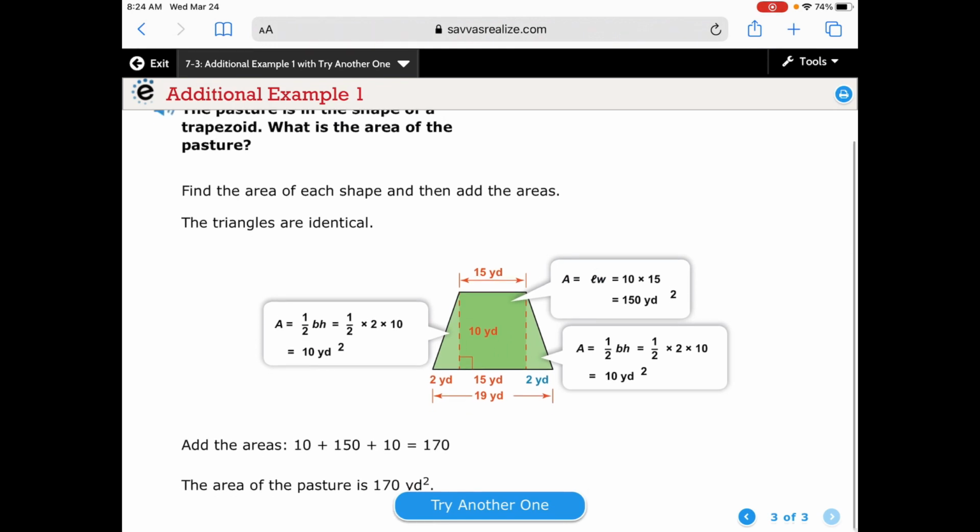All right. And then they go through it. I would have done it a little bit differently, but we could do 2 times 10 is 20. And there's 2 of them, so we have 10 yards here, 10 yards there, and then 10 times 15 is that middle portion. So the area of the pasture, including the triangles, once it all added together, is 170.